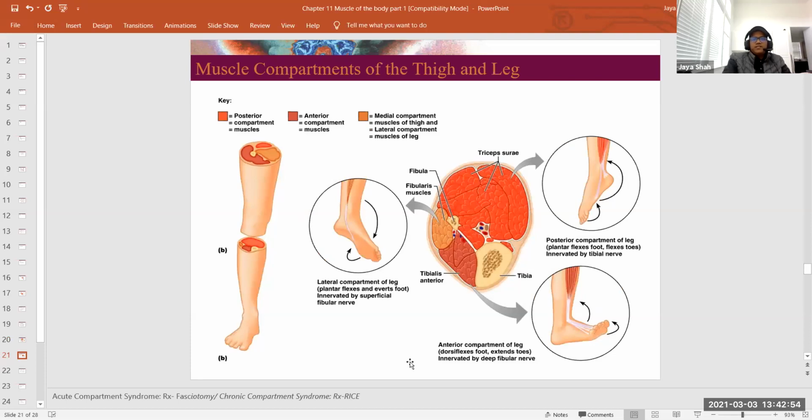Now the compartments in the leg. Again, in the leg we have more muscles, 3 compartments: posterior, anterior, but not medial, lateral. So in the thigh, you have more muscles medially, so a medial compartment. In the leg, you have more muscles laterally, so a lateral compartment. Okay.